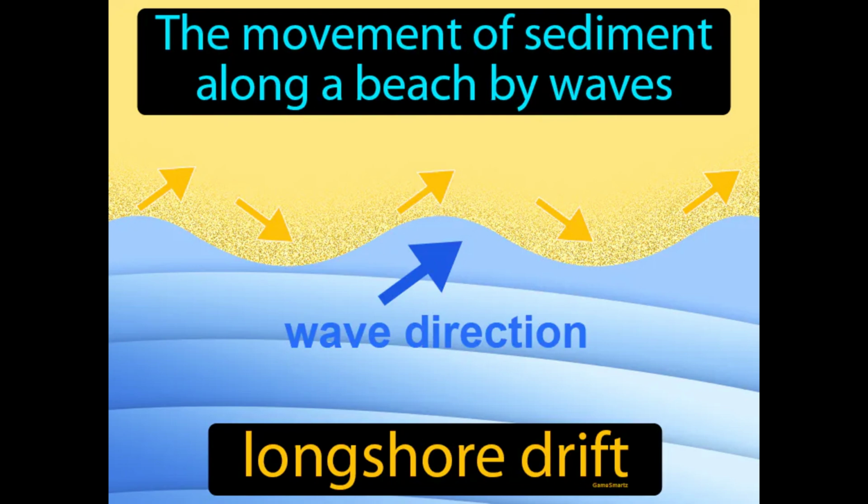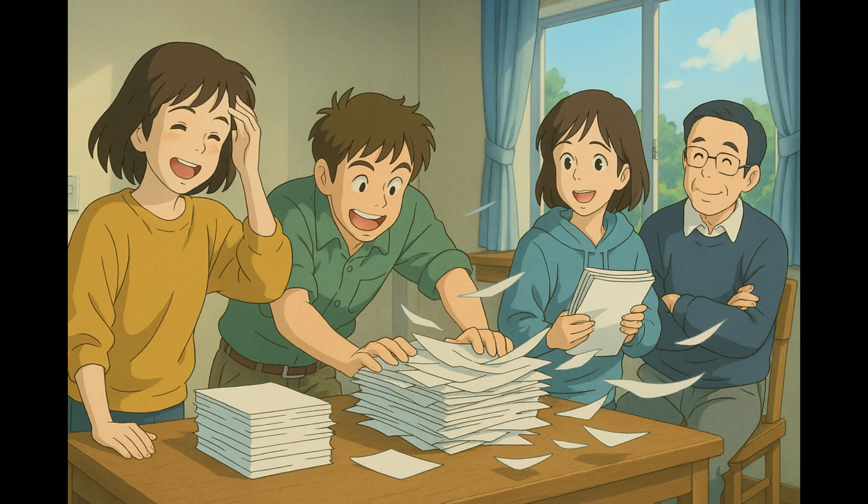The movement of sediment along a beach by waves. Longshore drift. Longshore drift is when waves move sand and pebbles along the shore in a zigzag pattern. Imagine trying to organize a messy pile of papers on your desk, but as you stack them, a gust of wind keeps shifting them sideways.